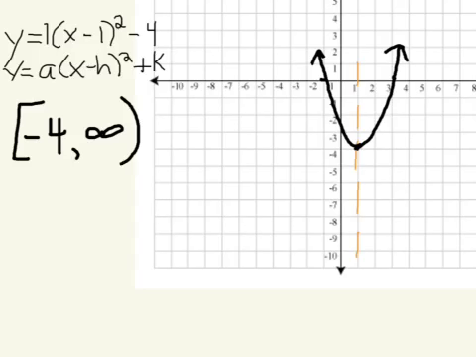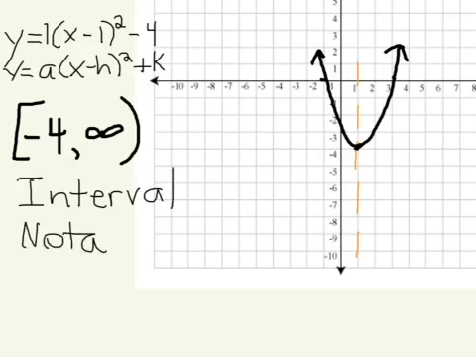And you use a bracket on the negative 4 because that means that the parabola actually achieves that value. But you have to use a parenthesis on the infinity because you can't achieve the value of infinity, which means it goes on forever. So this is what's called the interval notation for the range. And it's a nice notation when you're asked to find the range.